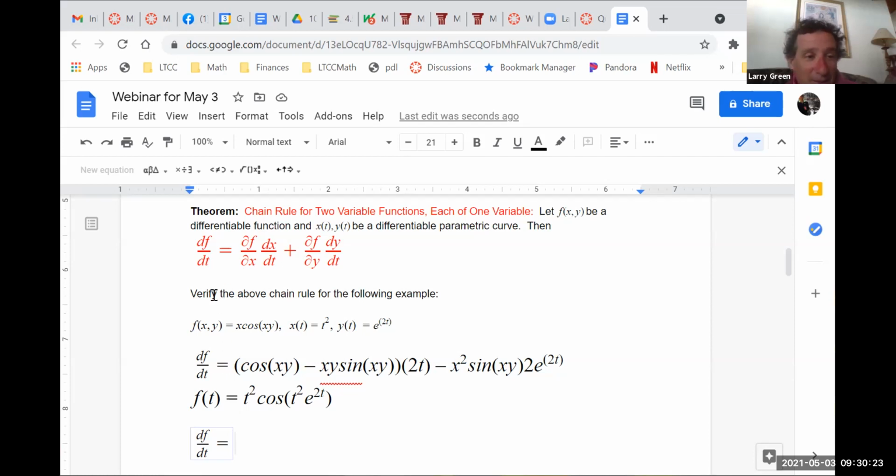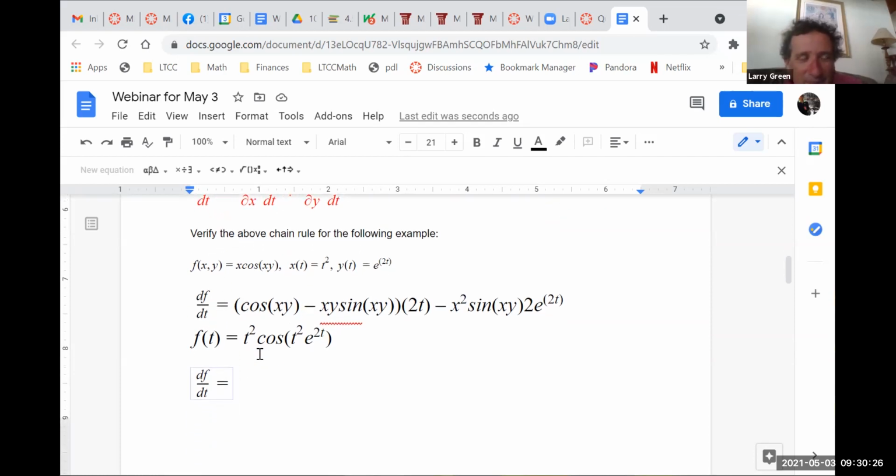One of the reasons why I'm doing this as an example is I want to convince you that the chain rule is a good thing. Because if you don't use a chain rule, it can get really awful. This is pretty awful. It can get much worse. So we take the derivative of t squared, which is 2t, times the cosine of t squared e to the 2t. And then plus t squared.